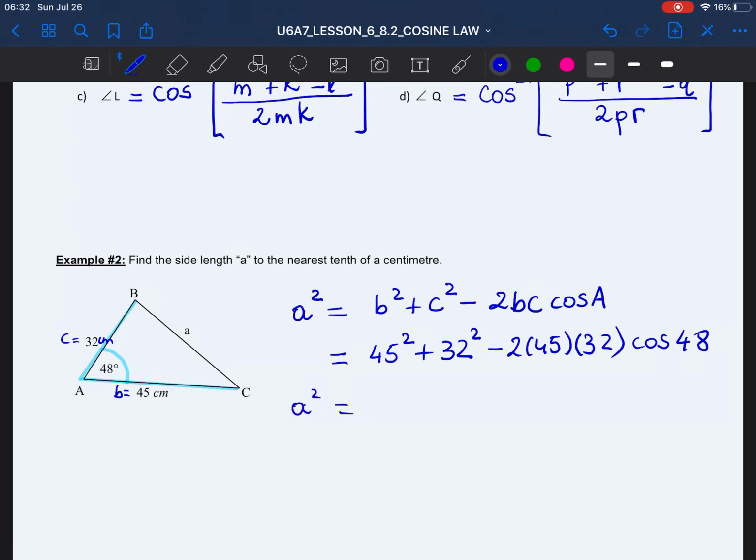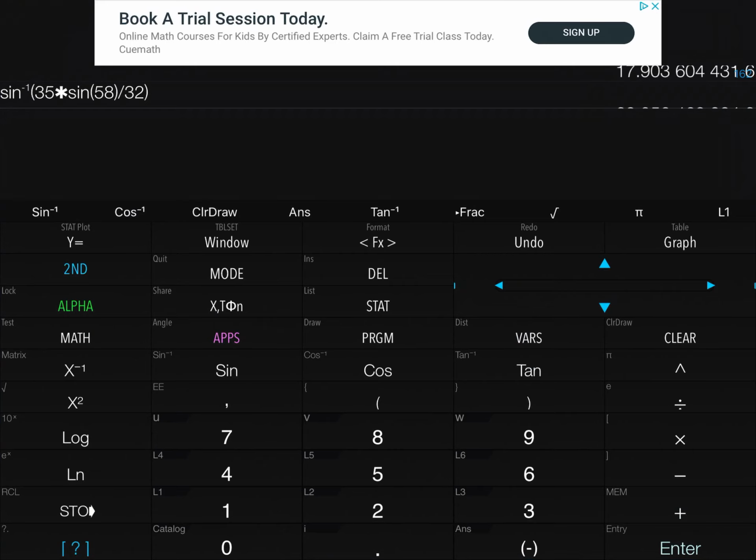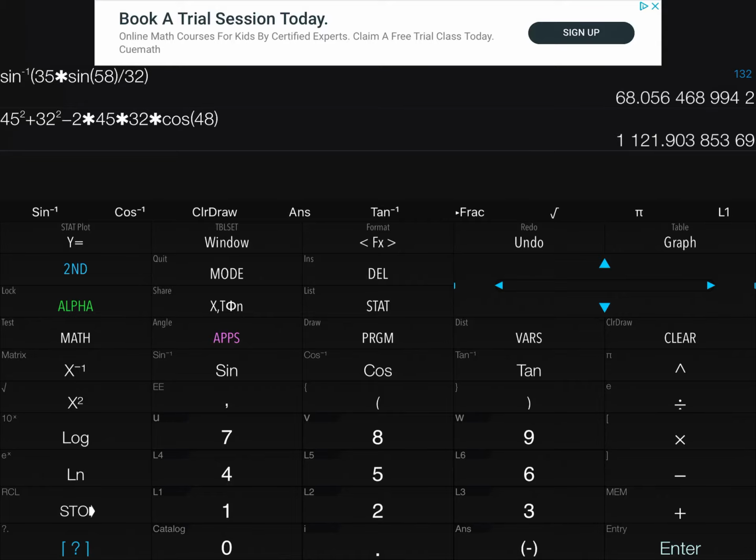And then we are going to use the calculator to find the value of this expression, I should say. We can use a calculator in one single step. It's a very uncomplicated operation to actually perform in a calculator. So 45 squared plus 32 squared minus 2 times 45 times 32 times cosine of 48. Again, remember your calculator must be set to degree mode. And here we have the whole expression, no complications, no special brackets to use. So just type it in as you see it and press enter.